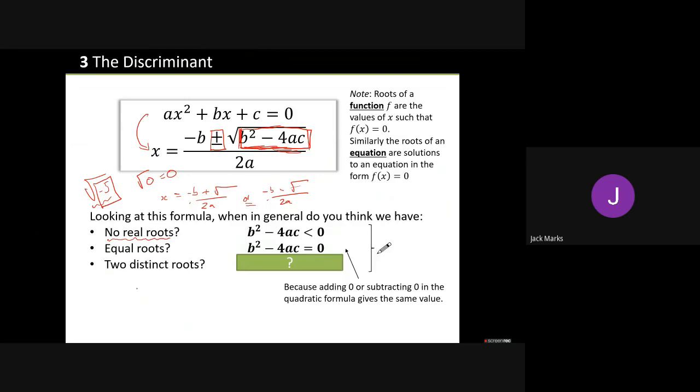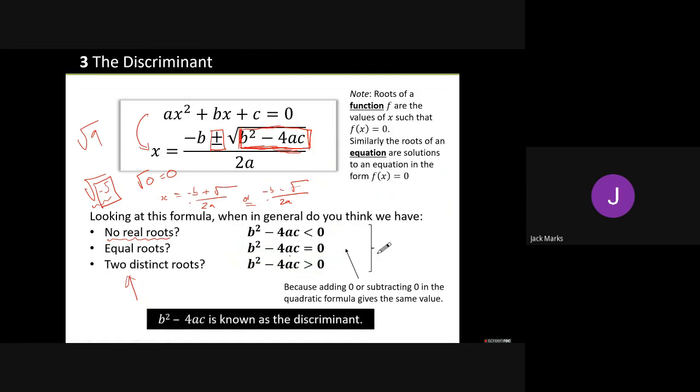And finally, most of the time, probably for most questions that you've seen, you get two distinct roots, which is where you add on a number. So say maybe you add on the square root of 9, which is 3. Maybe you add on 3 in the numerator here. And in the other one, you take away 3. Well, clearly you're going to get different answers. So when you have a positive number here, this will mean you get two different answers.